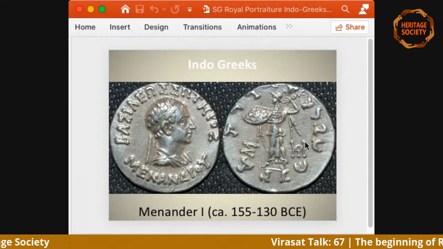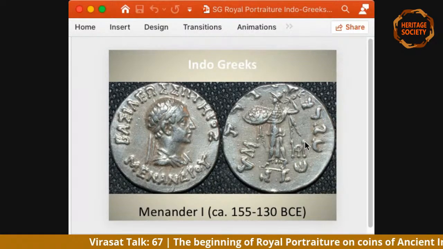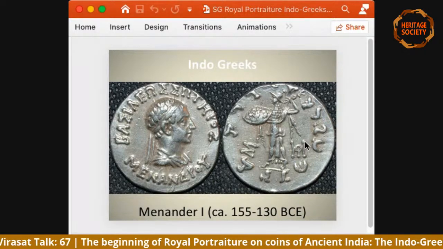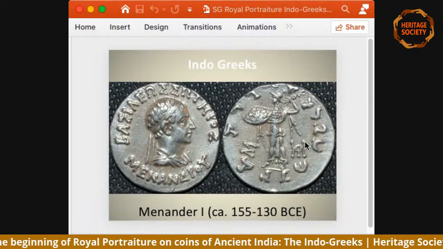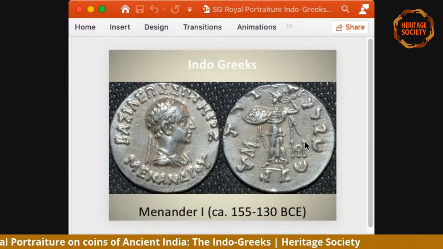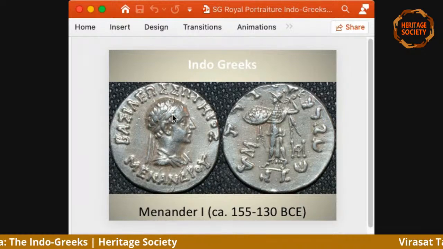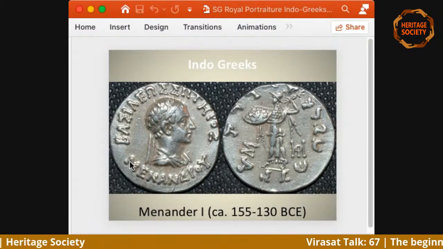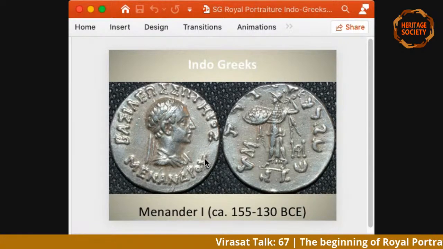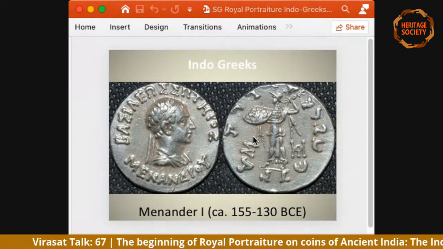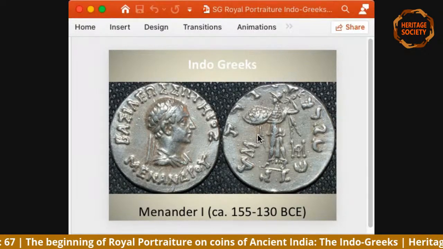Menander, as we know, is well known in both Greek and Indian sources. Indian sources refer to him as Milind, and his head is shown on the obverse of the coin, and his name is written here, Menandroi Basileos. And on the reverse, you see Athena.